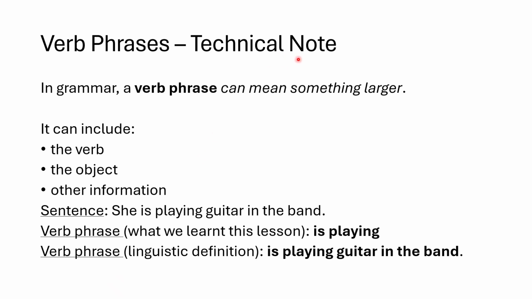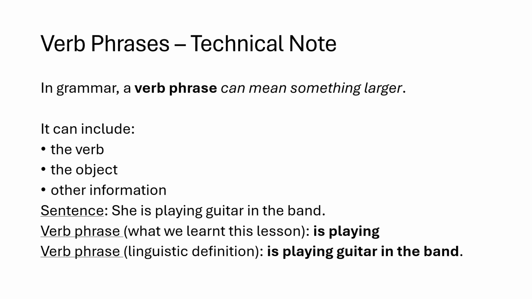A technical note on verb phrases. In grammar, a verb phrase can mean something larger. In this lesson, we learnt that the verb phrase is the auxiliary verb or helping verb plus the main verb. This has been the focus to help develop the understanding of tense and how auxiliary verbs show time and grammar. It is easier to identify in a sentence.